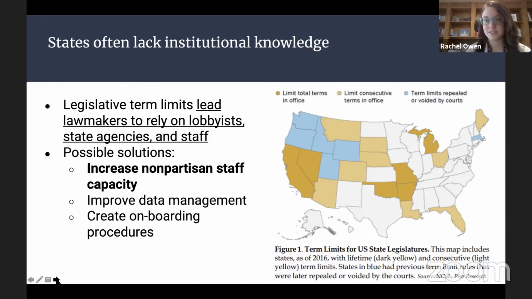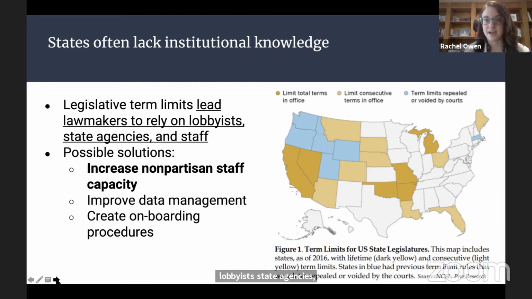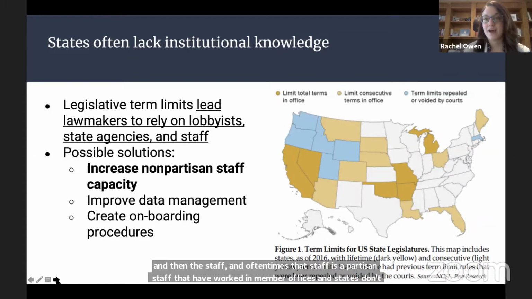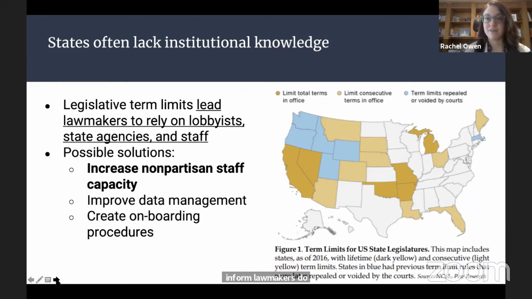And so some of the solutions that have been cited to overcome this loss of institutional knowledge at the state level would be to increase the nonpartisan staff capacity. So increase those people at the Capitol who are able to inform lawmakers, do research, and bring science into the conversations. But oftentimes those people have legal backgrounds, and so they may not be overly prepared to bring scientific information into the conversations. And then also improving data management and creating onboarding procedures can also help overcome these, but all of those really require scientific minds in the room.